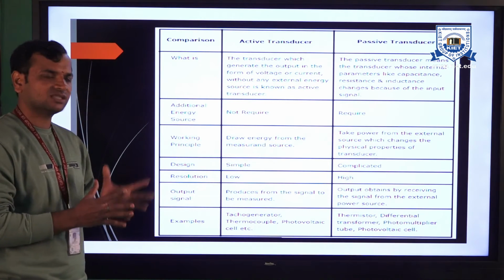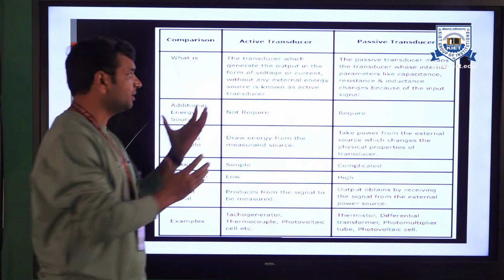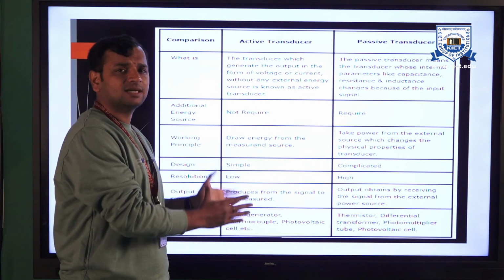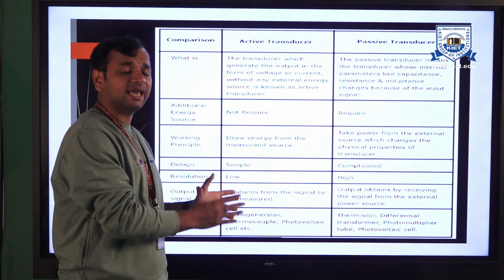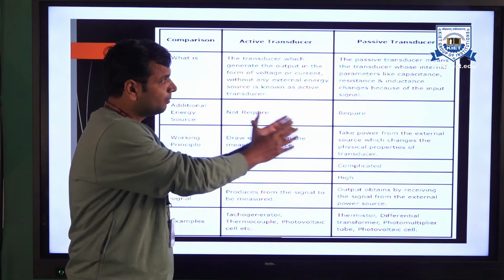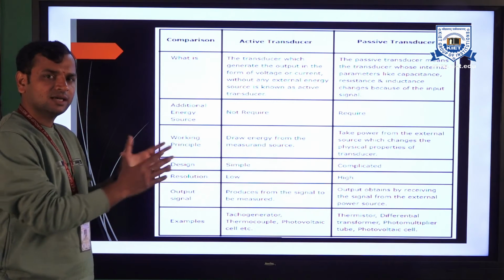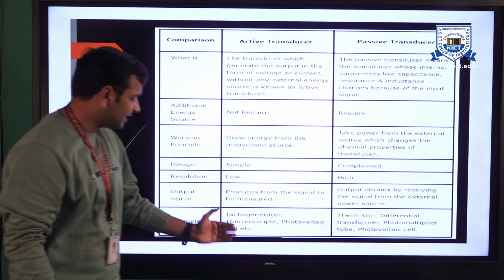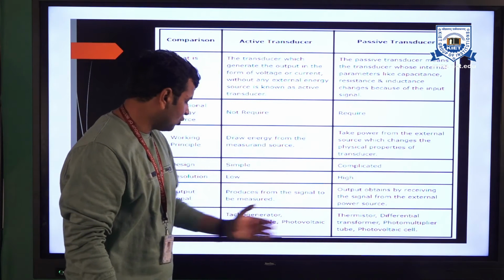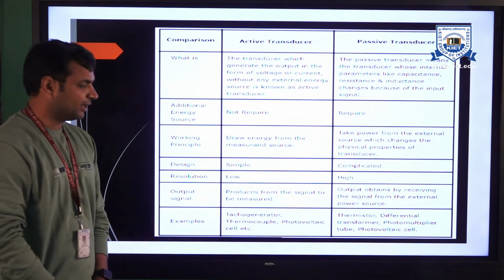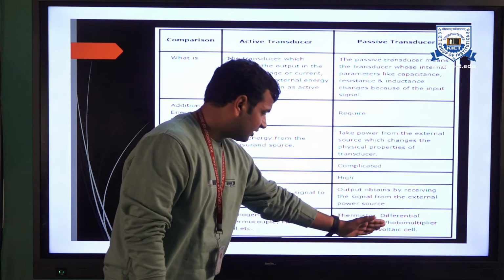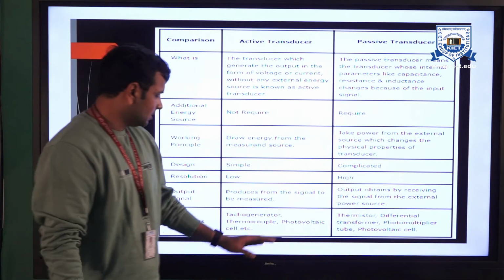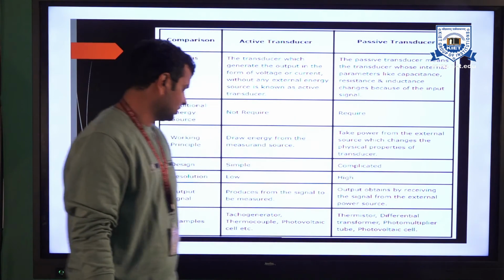So the main comparison between the active and the passive transducer is that an active transducer doesn't require any external power supply to operate, but passive transducers require an external power supply to operate. Examples of active transducers are tacho generators, thermocouple, photovoltaic cell. These are the examples of active transducers. Thermistor, differential transformer, photomultiplier tube, photovoltaic cell is an example of passive transducer.